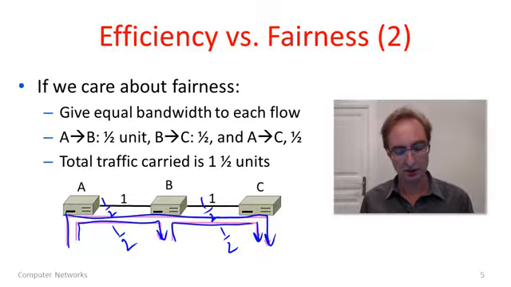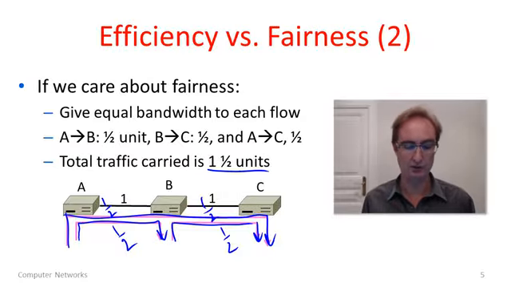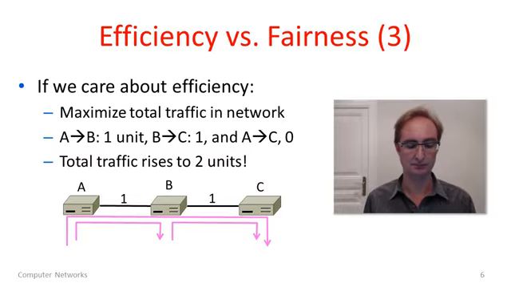In this case, the total amount of traffic that the network carries, which is a measure of its efficiency, is 1.5 units, 3 halves. Okay, well, what if we care about efficiency? If we care about efficiency, this is what we would do. We would want to maximize the total amount of traffic that can go through the network. That's our measure of efficiency.